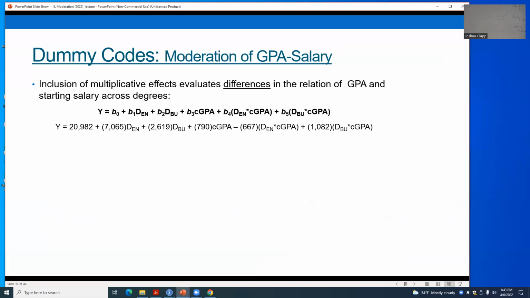So what we're going to do is include interactive effects to look at the differences in the relation of GPA and salary across different degrees, okay? And if I build a bigger model, I've got my dummy for engineering, I've got my dummy for business, I've got my centered GPA, and then I have an interaction of GPA and engineering, and then GPA and business. Okay. Do I have an interaction of business and engineering? No, because that doesn't make any sense, right?